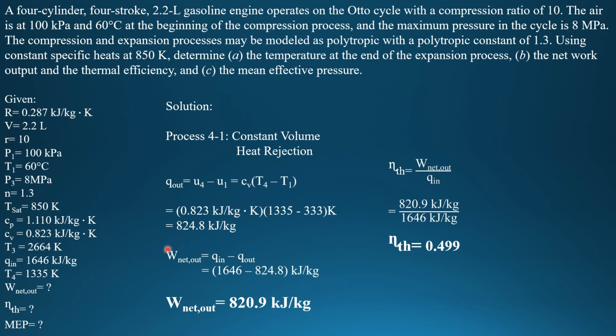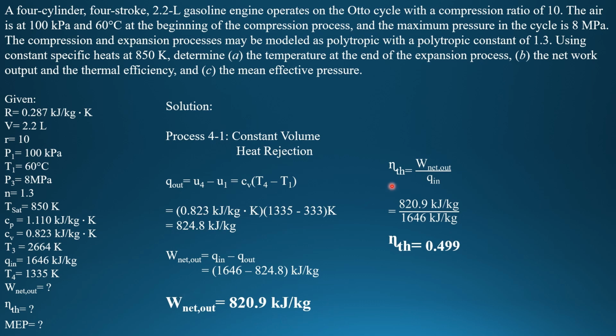And now, to get the value of our net work output, we have this equation here, the specific heat input minus the specific heat output. And since we have these two, we will be plugging in our values. We have here 1646 minus 824.8 kilojoules per kilogram, and we have our net work output, that is equal to 820.9 kilojoules per kilogram.